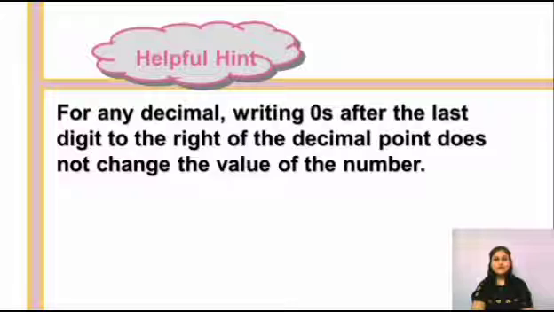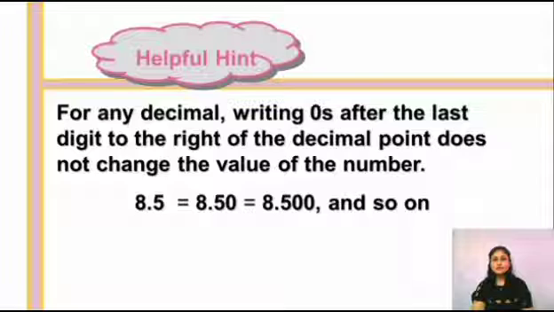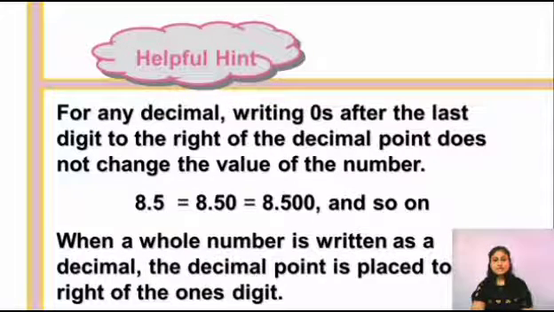For any decimal, writing zeros after the last digit to the right of the decimal point does not change the value of the number. 8.5 is equal to 8.50 is equal to 8.500 and so on. And a whole number can be written as a decimal. The decimal point is placed to the right of the last digit. These four numbers are equal.